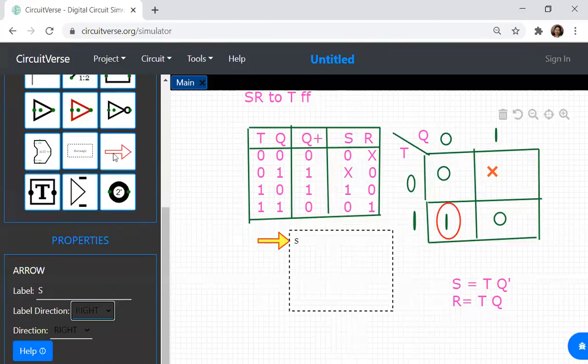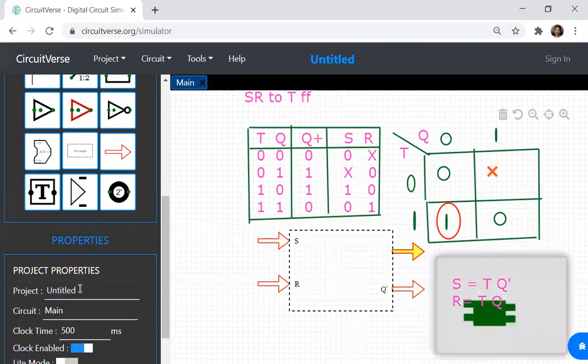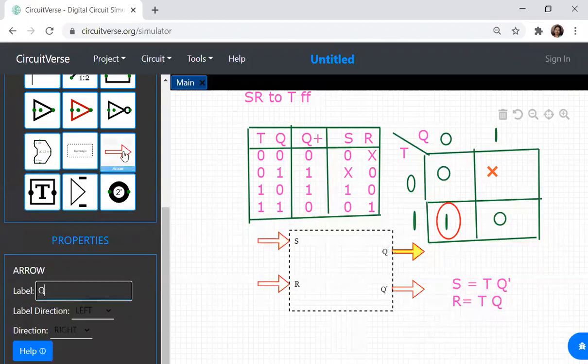This is my S. And I also have an R over here. Let me label it as R. And I'll have Q over here and Q bar also. So I have a Q and Q bar. This will be equal to Q bar and this is equal to my Q. Now this is an SR flip-flop. I have to convert it into a T flip-flop, and this will be a clock.